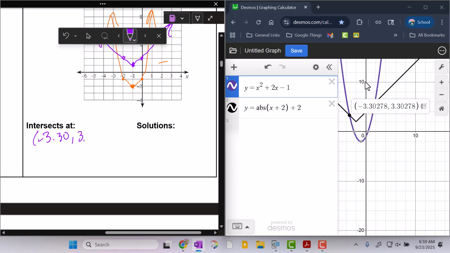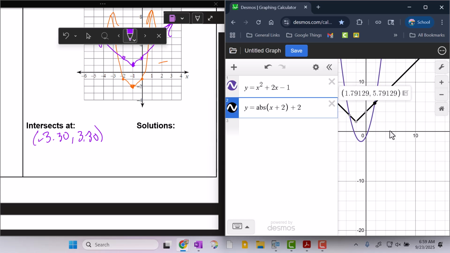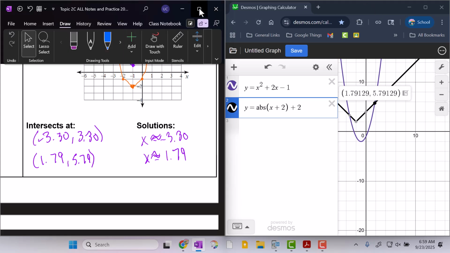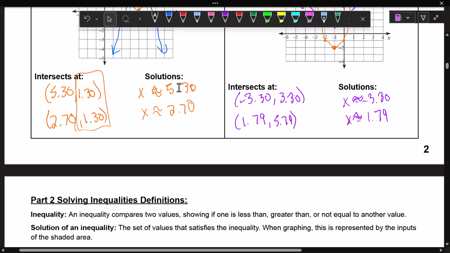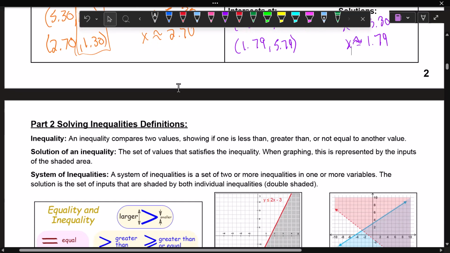-3.30, comma 3.30. And 1.79 and 5.79. So our x's are -3.30 and 1.79. I guess they should be approximately, not equals, because they're not exactly equal to that. That's what we're doing for our solutions.